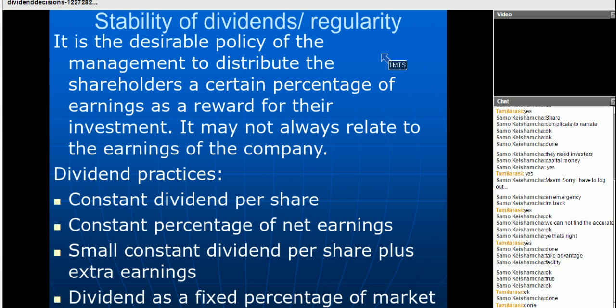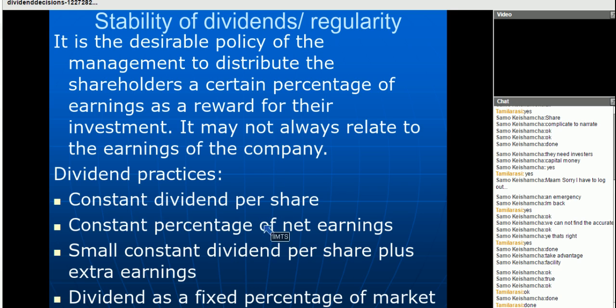Now, stability of dividends or the regularity. It is a desirable policy of the management to distribute to the shareholders a certain percentage of earnings as a reward for the investment. It may not always relate to the earnings of the company.